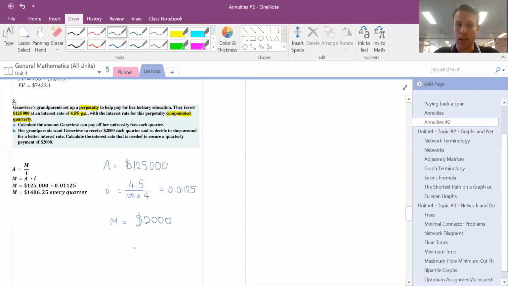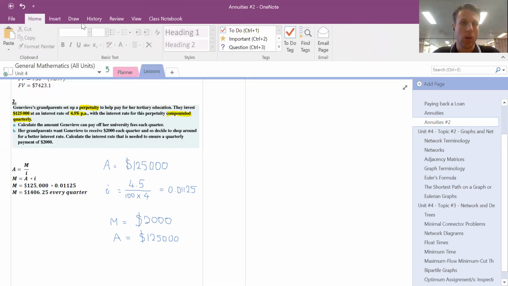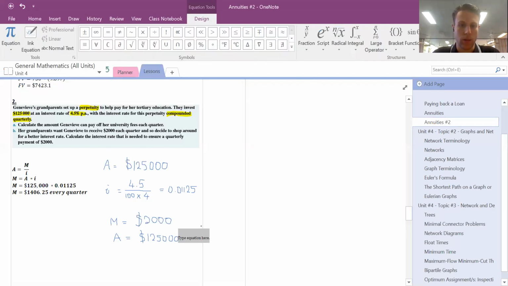Now, they haven't told us anything about how much they're looking at being able to invest. So I'm going to assume that the amount they're going to be able to invest is exactly the same as before at $125,000. And the only thing they're looking at trying to change is that interest rate. They're looking for a better interest rate than 4.5% compounding quarterly. Now, they're still looking at quarterly payments, so we're still looking at that divide by 4 when we're trying to do this question. So let's go at inserting another equation.